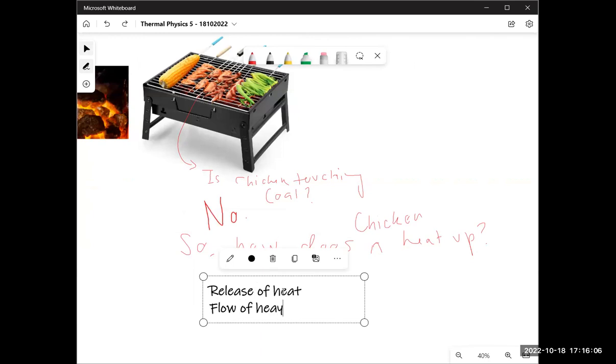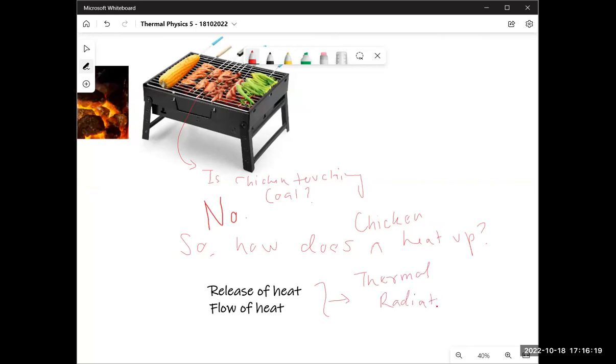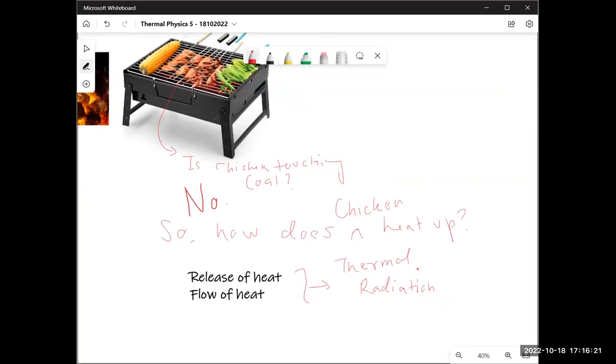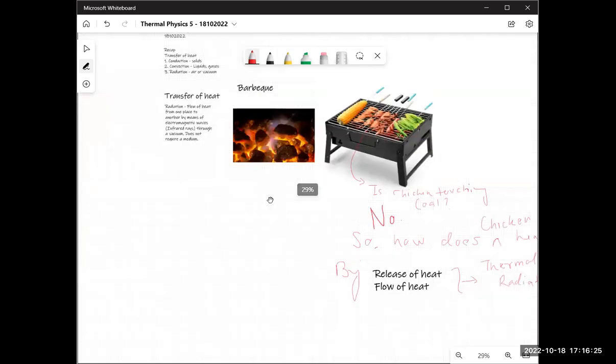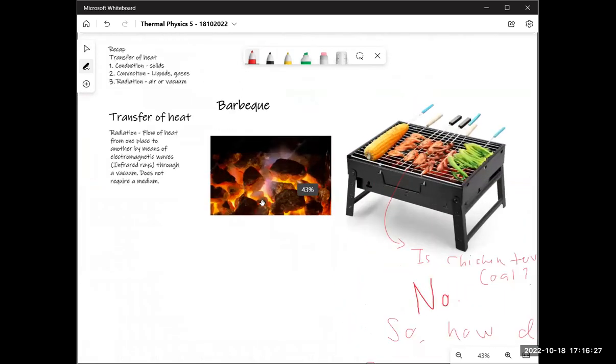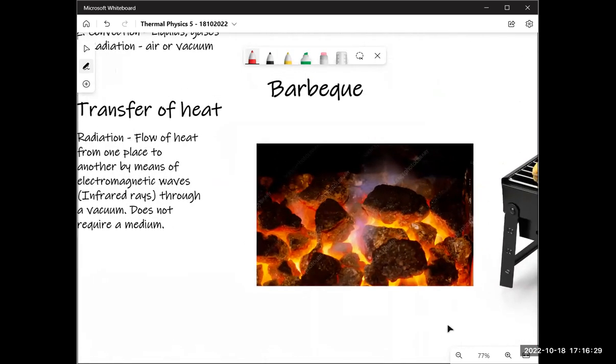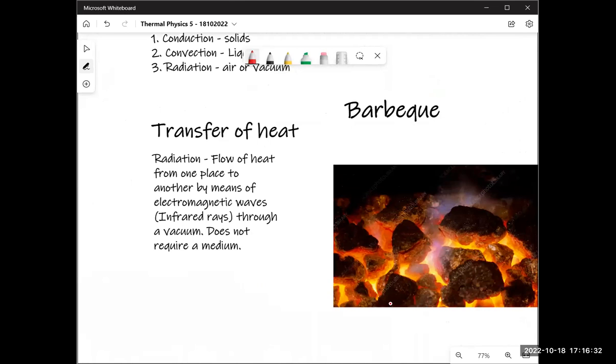But what is this flow of heat called, or release of heat called? This is called radiation. Not any type of radiation, thermal radiation. Thermal radiation. Is that clear, Zafar? Yes, sir. Right. Now I think that should make it clear. We can see the heat also coming from here. If you keep your hand on top of it, it will heat up. That is what radiation is.